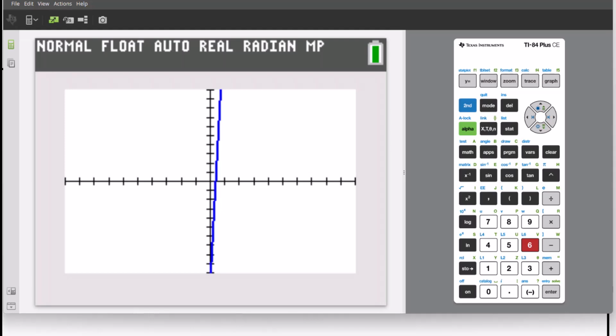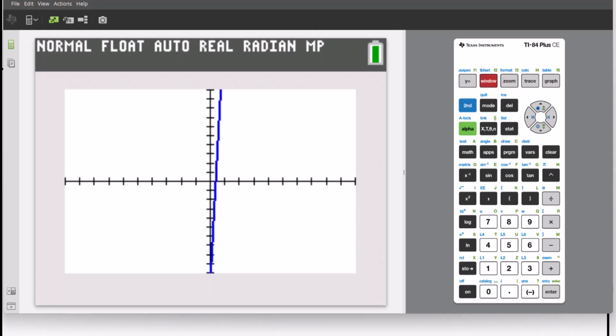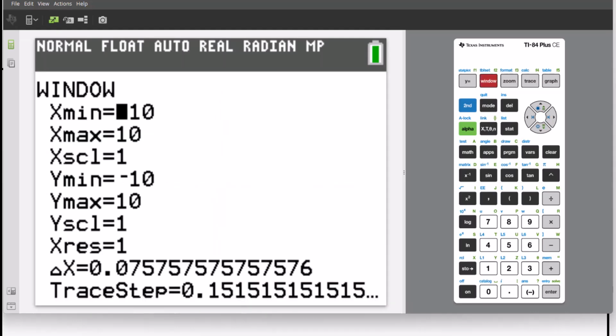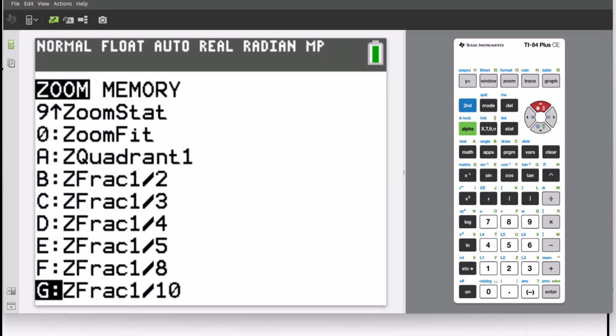I'm expecting a parabola because of the square that I typed in, and I'm not seeing that here. Obviously, I want to know what's going on, so I need to modify my window a little bit. The standard window did not work, so we've got two ways to deal with it. Either manually modify the window, or if you click on zoom, you can tell the calculator to find the best option by choosing zoom fit, which is option number 0. So let's try that one out first and see what the calculator gives us. I think that might work, but let's see.